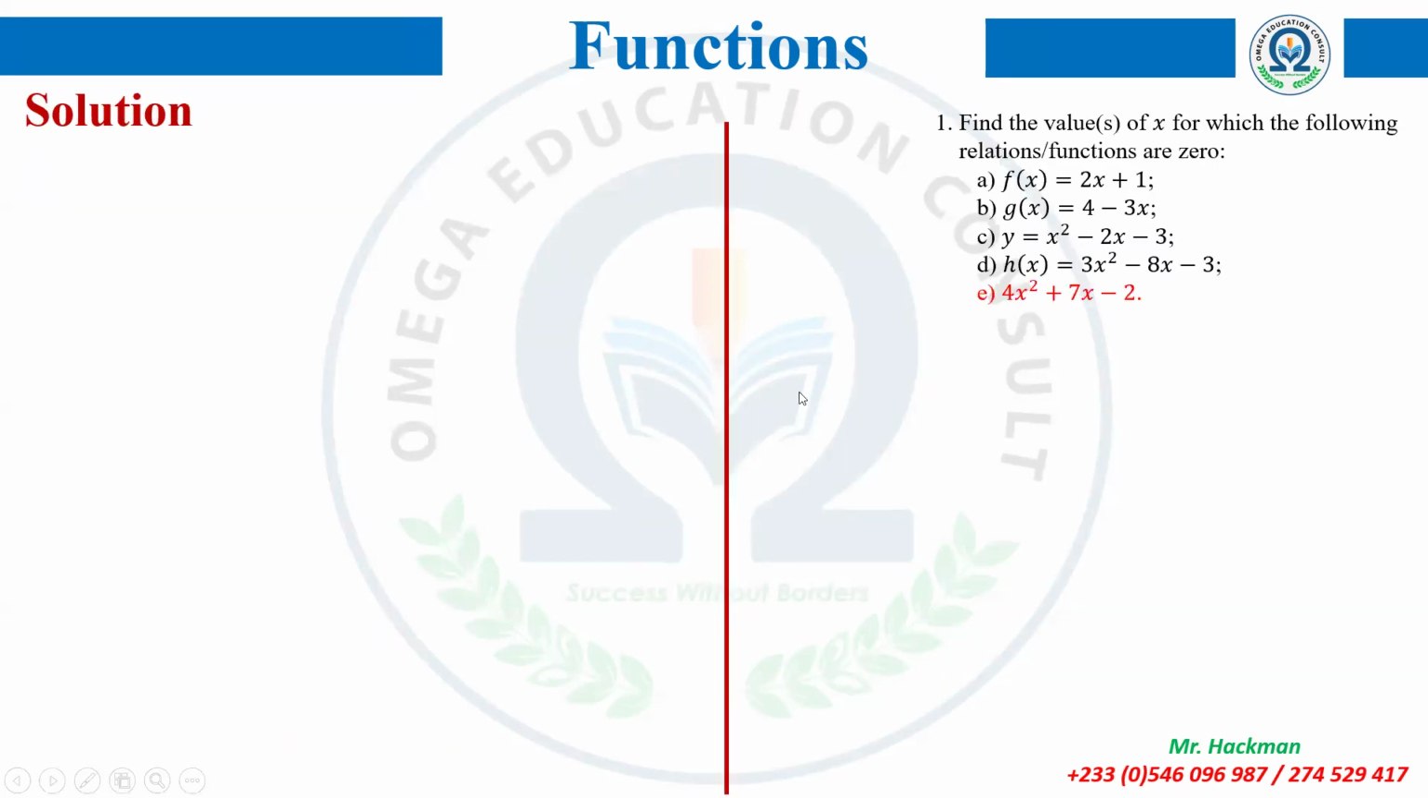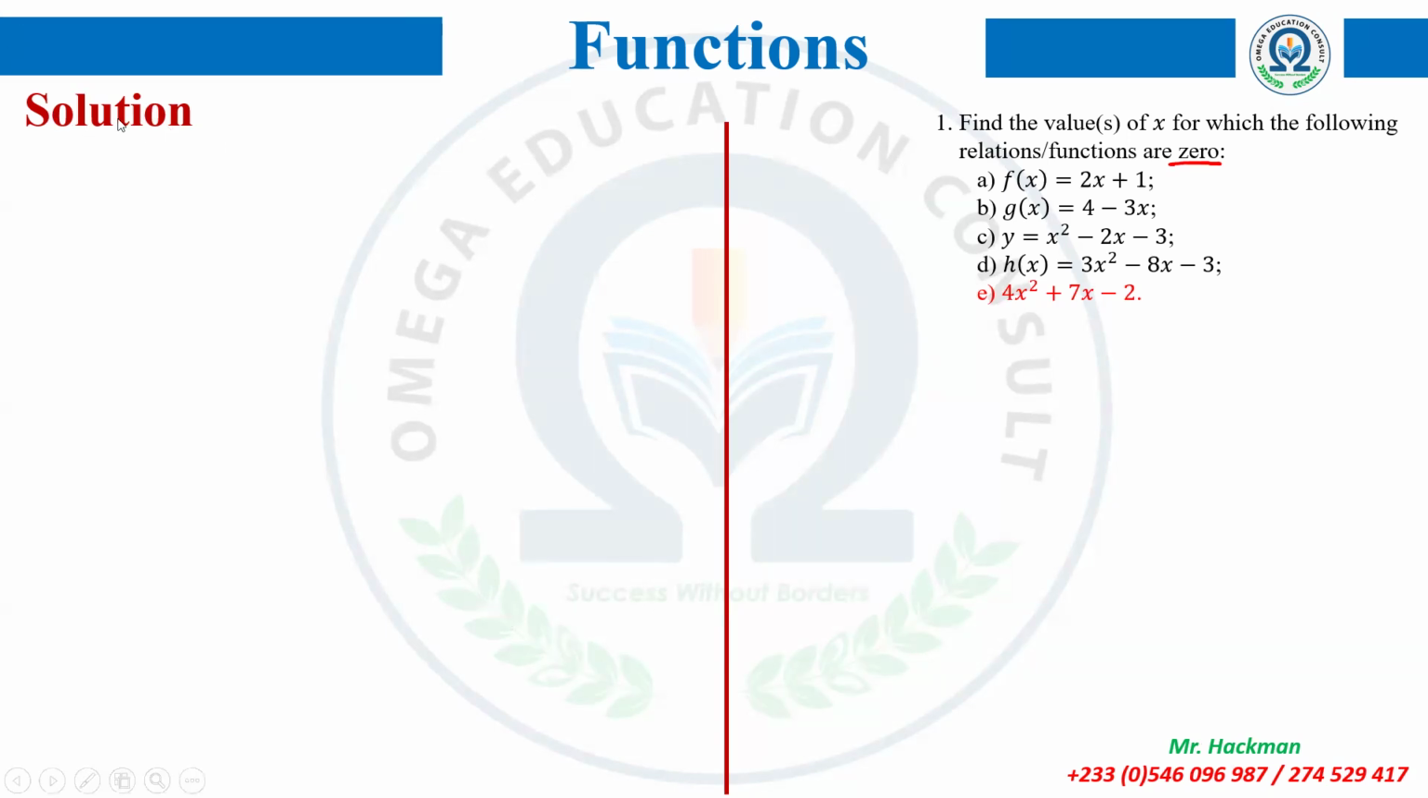Remember, I've told you, anytime you read a question, make it a point to underline the salient part. So here we are supposed to find the values of x for which the following functions will be 0. So you are interested in the zeros. Indirectly, the question is asking us to find the zeros or the roots or the x-intercepts of the functions or the relations.